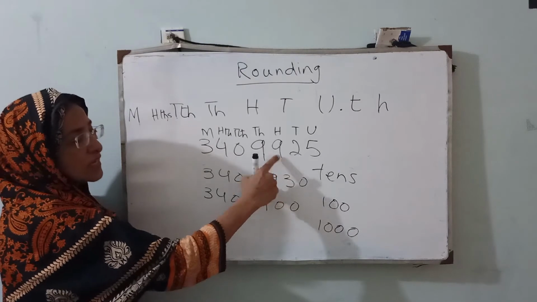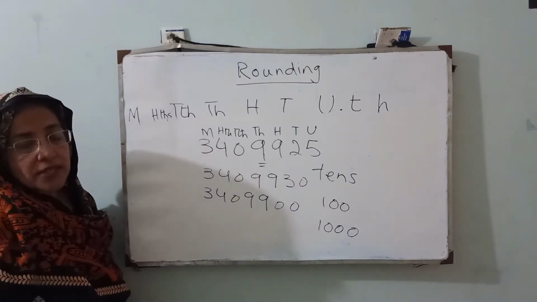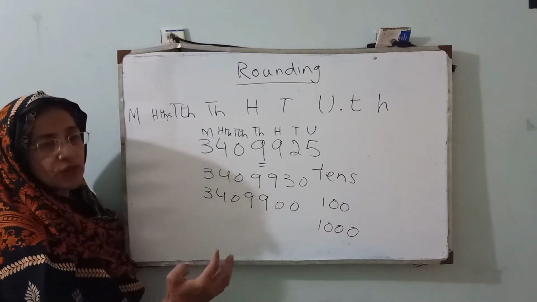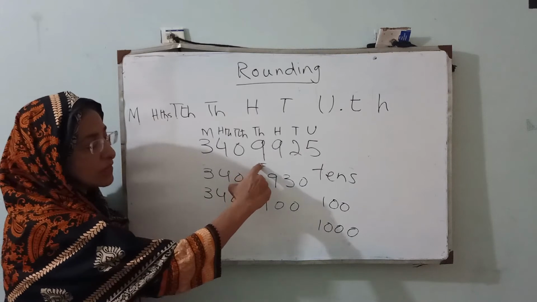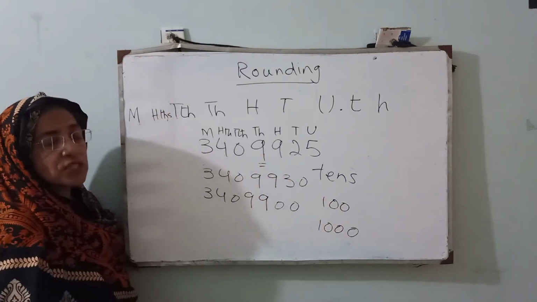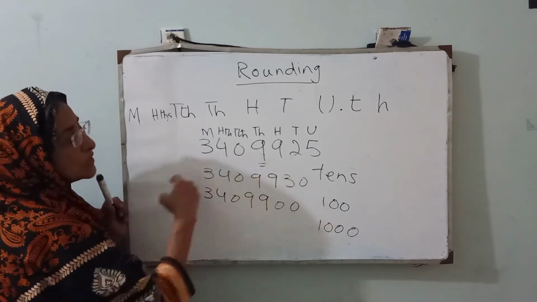Because of this, 9 is going to change into 10. As you know, in counting, the number after 1, 2, 3, 4, 5, 6, 7, 8, 9 is 10. So because of this 9, this will change into 10. But what we do is, we don't write 2 digits at a place.